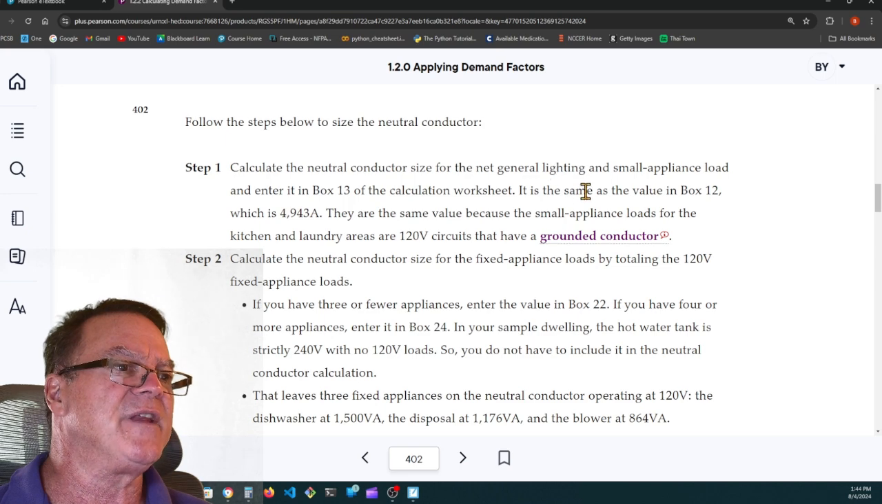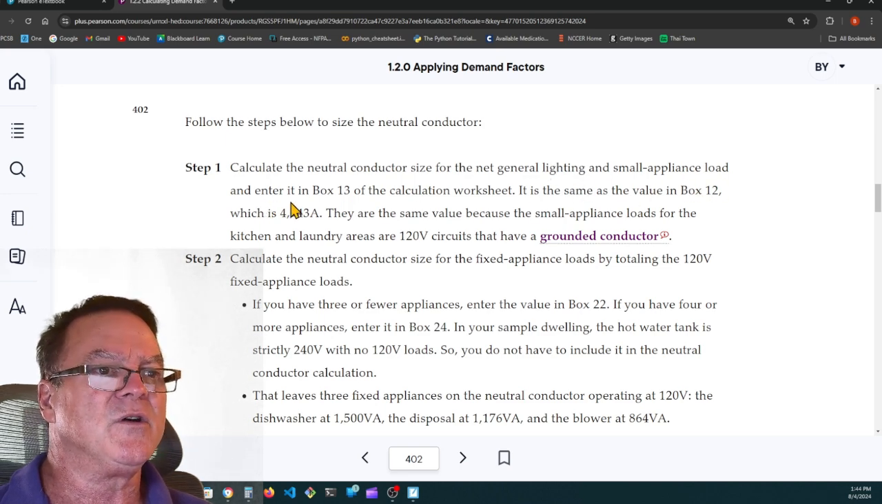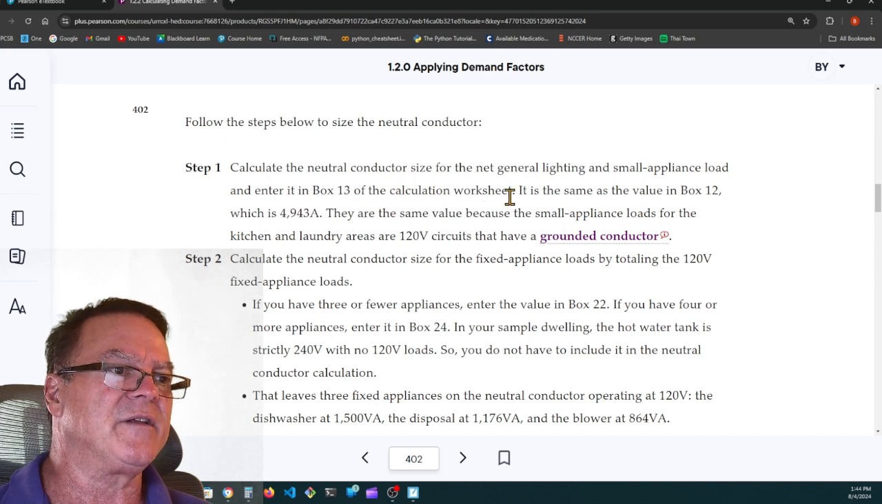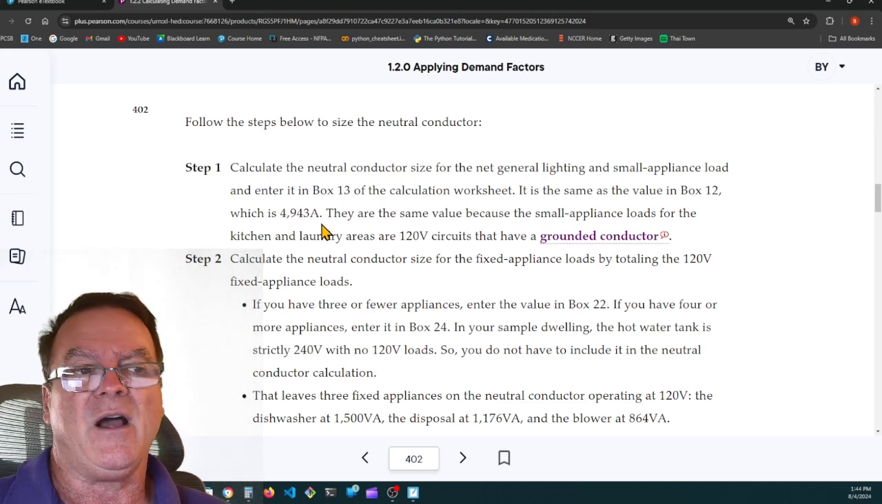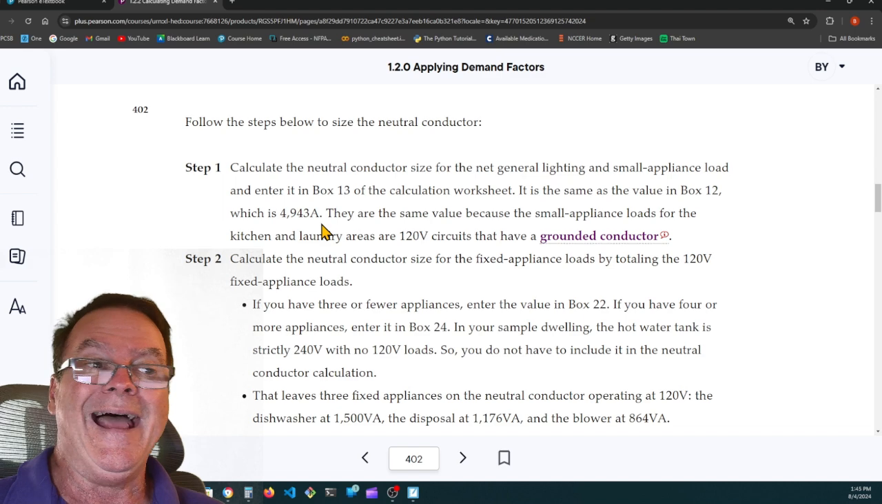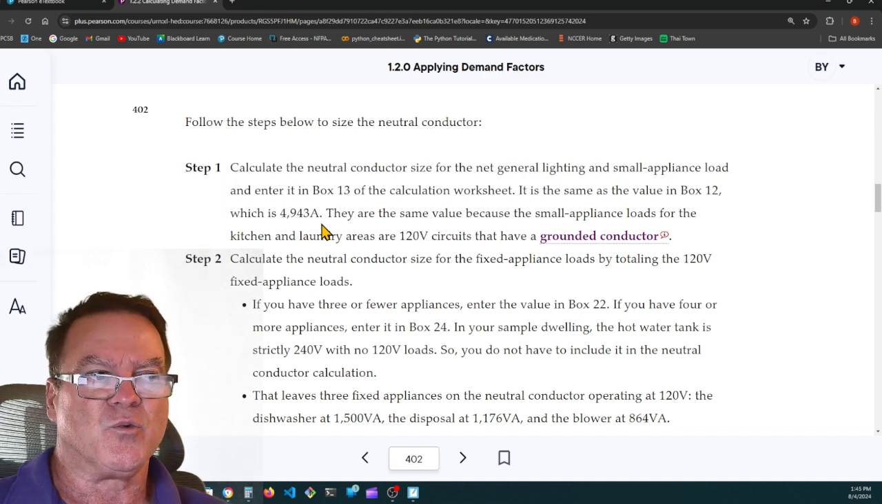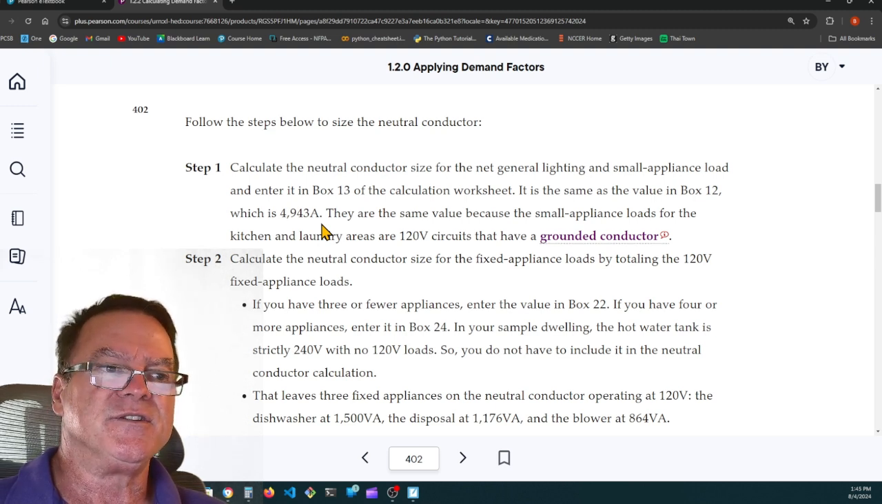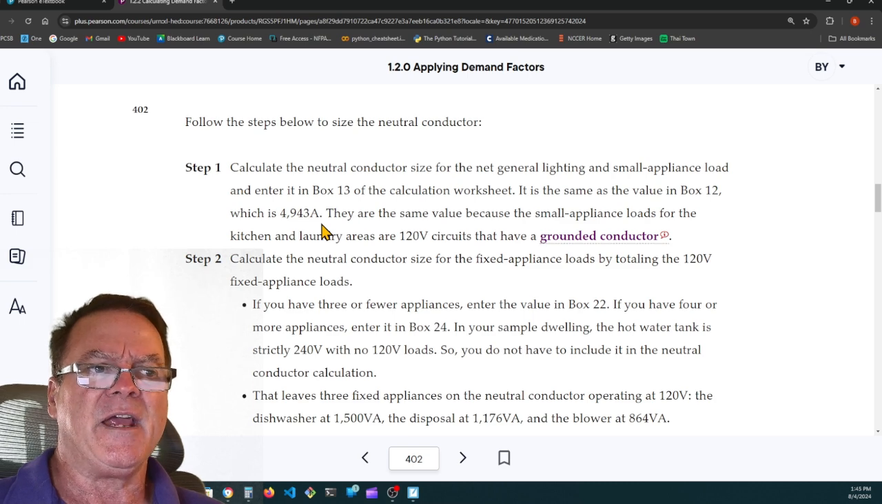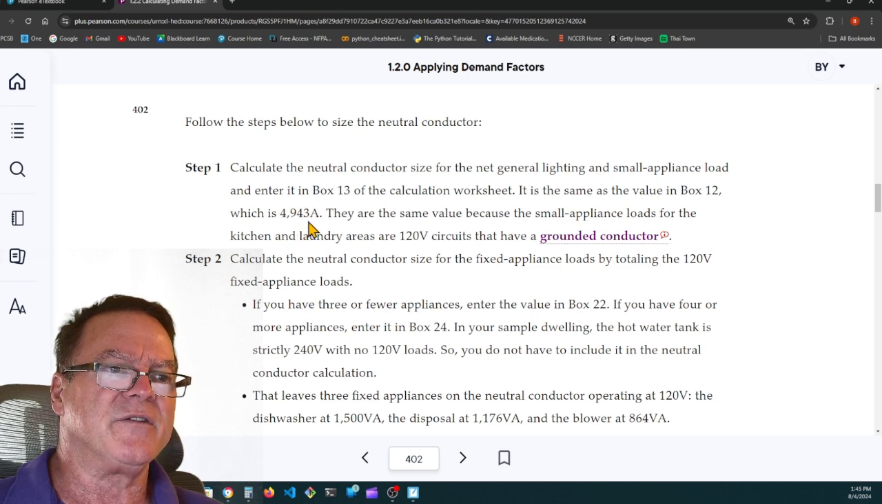Follow the steps below to size the neutral conductor. Calculate the neutral conductor size for the net general lighting and small appliance loads and enter it in box 13 of the calculation worksheet. It's the same as the value in box 12, which is 4,943 volt amps. All of those are 120-volt loads, so that neutral is going to carry any of the imbalance between the two. It's worst case scenario, but you may only have one leg carrying all of the amperage, so it has to be the same as the ungrounded conductor. This should have had a V; it should be 4,943 volt amps, not amps.